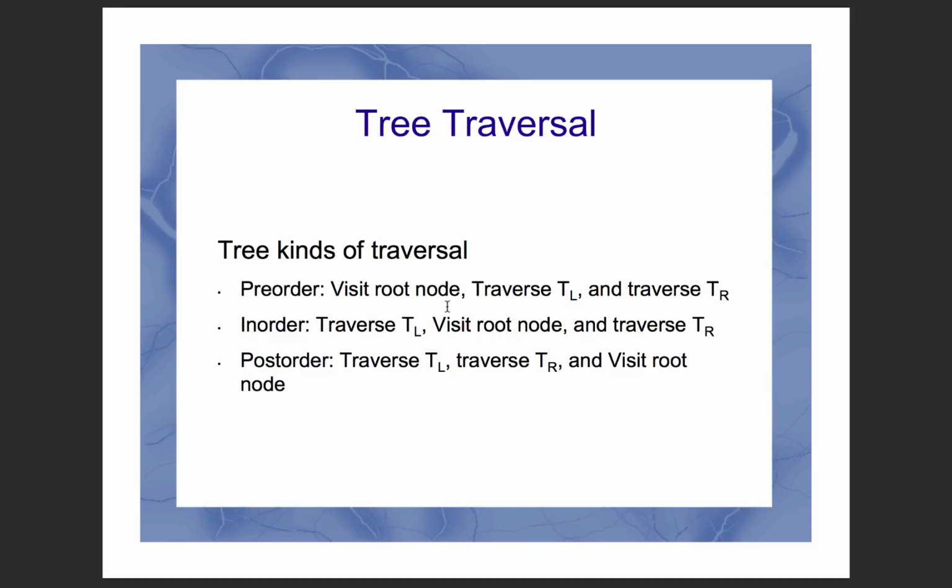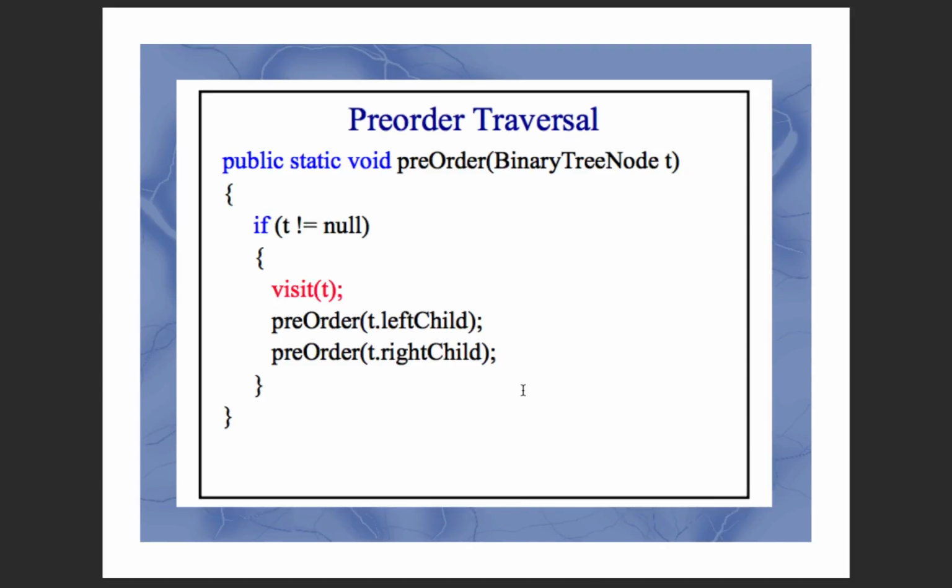Visiting the root node before left and right is why it's pre-order. Visiting the root node in between left and right is why it's in-order. Visiting the root node after left and right is why it's post-order. We have seen this algorithm also in our previous slides.